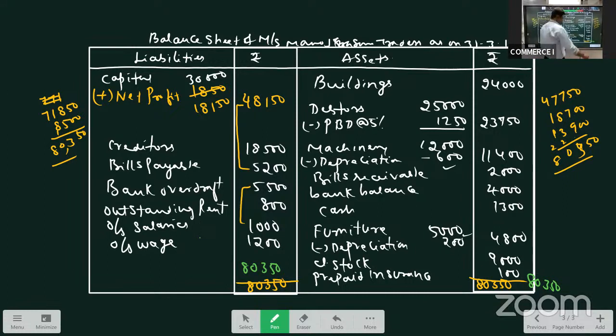Okay, but practice makes a man perfect, so let us do those adjustments again and again, till you get good command on those adjustments and their treatment. So guys, we are doing question number 6, page number 332. What are we preparing? We are preparing trading account, P&L account, and balance sheet. On the first slide, I'll take trading and P&L account. In the next page, we'll do balance sheet.